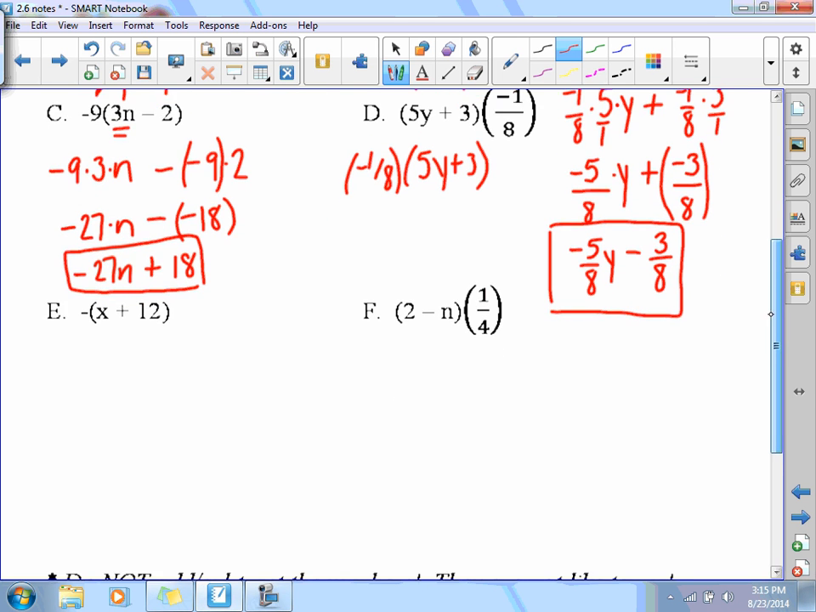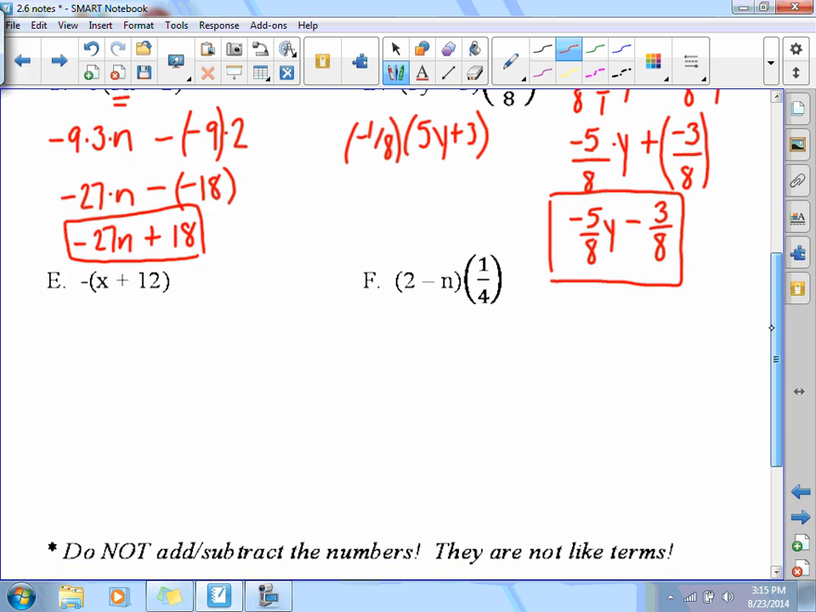Part E, sometimes students get a little scared by part E because they see the little negative sign outside the parentheses. You want to think of this as a negative 1 and then the parentheses, x plus 12. Anytime you just see a little negative like that, think of this 1 as like a little ninja. He's hiding. He turns invisible. So if you want to write him in, you can. So now we're going to take that negative 1 and I'm going to distribute it to the x and I'm going to distribute it to the 12.